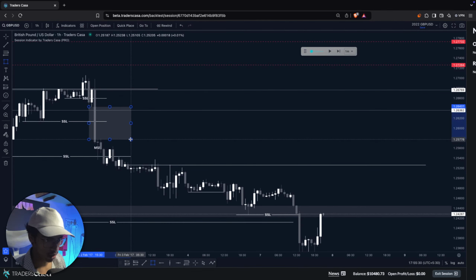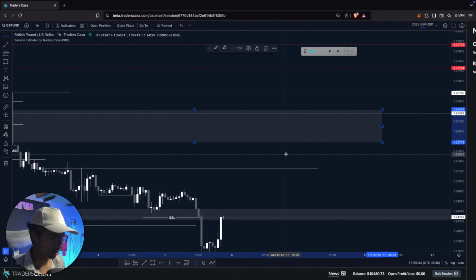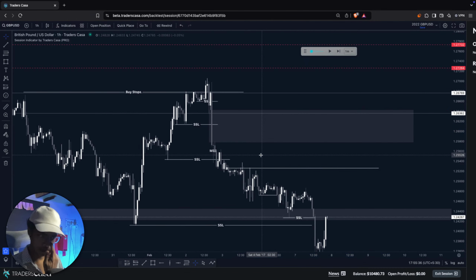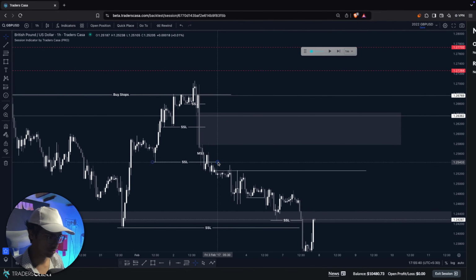Done. Here we are done, and then we can move ahead. This particular thing, got it? This is a high time frame fair value gap. Not high time frame, I'll just say it is a 1 hour time frame fair value gap. Sell side's taken, right?